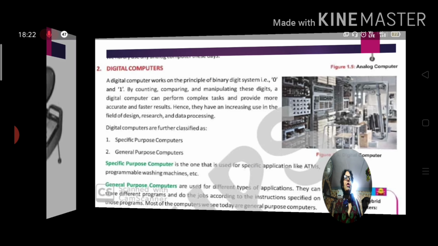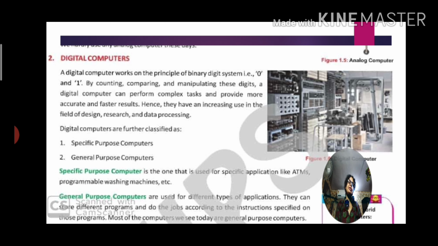Now we will study about digital computers. Digital computers are true computers. You can say these are the computers which we see around us. When you speak the word computer, you think about a machine which is made up of CPU, monitor and keyboard, and that is digital computer. So our digital computer works on the principle of binary digit system.